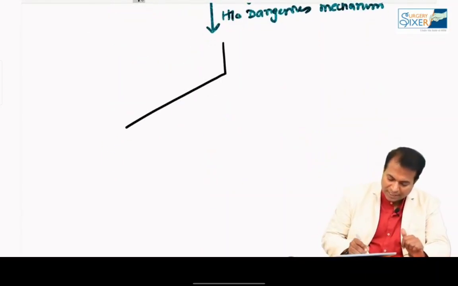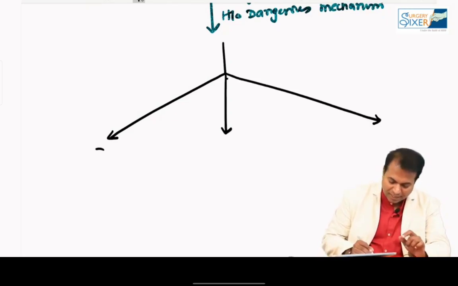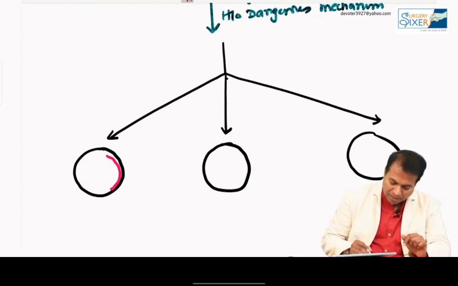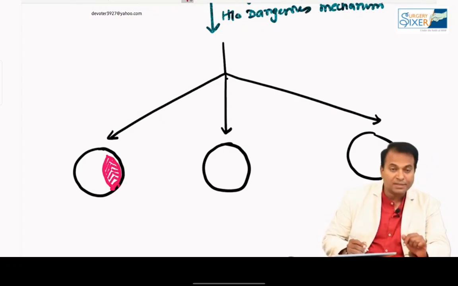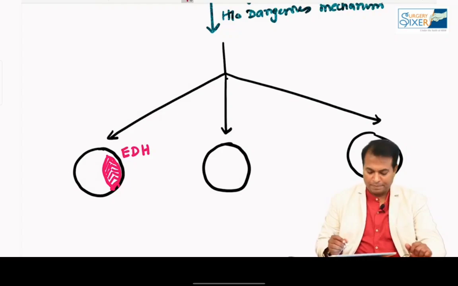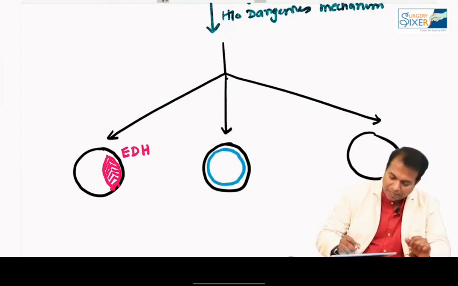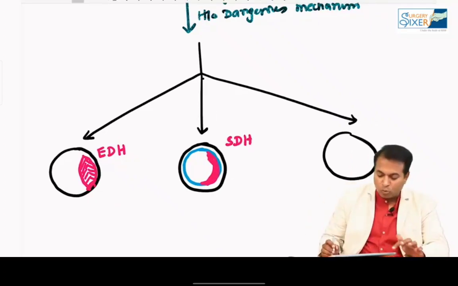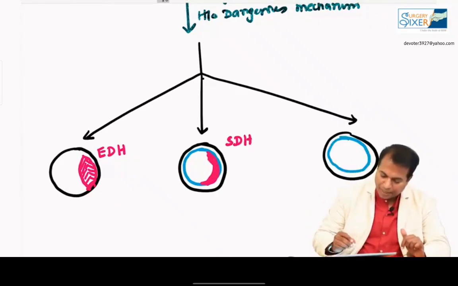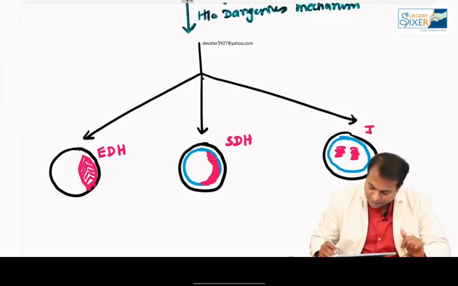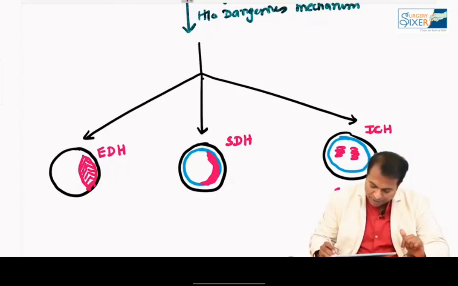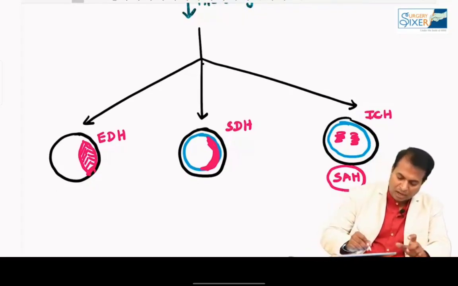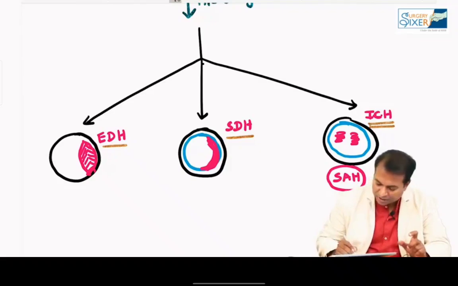In non-contrast CT, I can get 3 images in a head injury. 1, 2, 3. These are the 3 skull images. In image number 1, I will get a hematoma like this. What is this hematoma? It is EDH, extradural hemorrhage. In image number 2, I am getting a hemorrhage like this. This is SDH, subdural hematoma or subdural hemorrhage. And in image number 3, I am getting hemorrhage inside the brain like this. It is intracerebral hemorrhage, which also includes subarachnoid hemorrhage. So there are 3 hemorrhages in trauma: EDH, SDH, ICH.